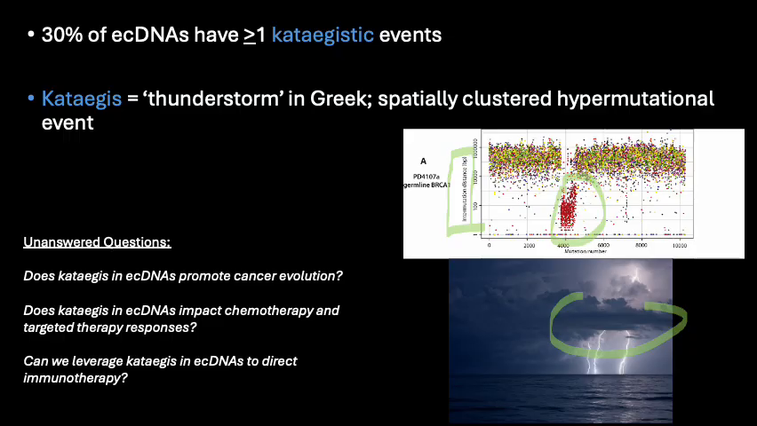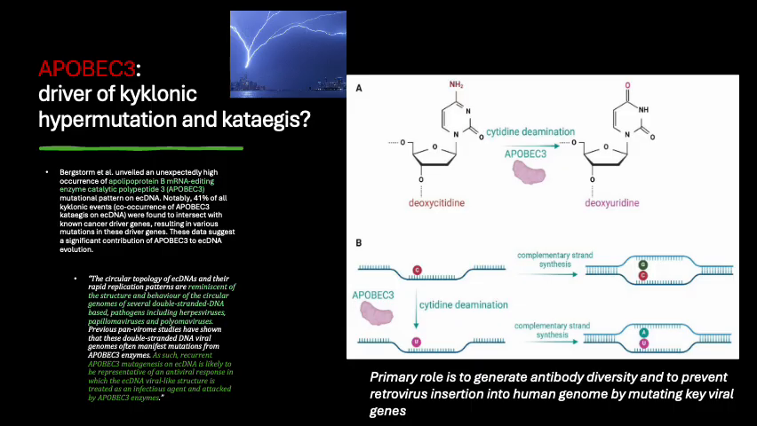So why does this happen? I mean, this is not a random process. These can't all be clustered together randomly. So let's discuss that next. We're actually finding now that there's a specific protein or enzyme called apolipoprotein B mRNA editing enzyme catalytic polypeptide 3. I know it's a mouthful. And this is actually a driver of Kyklonic hypermutation and Kataegis.